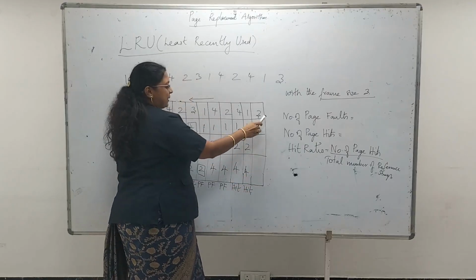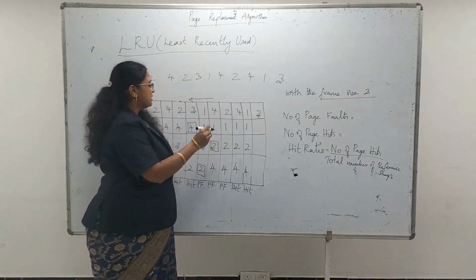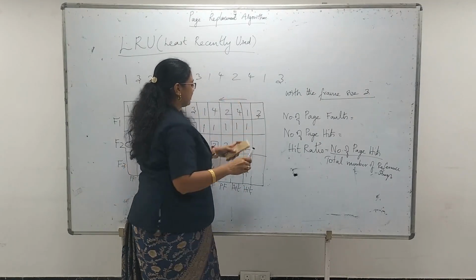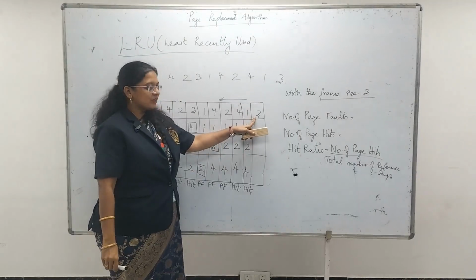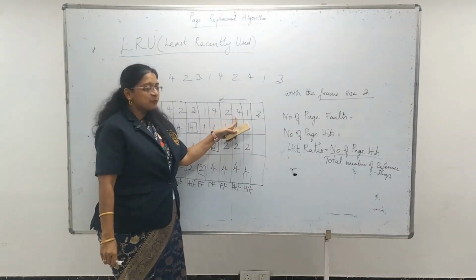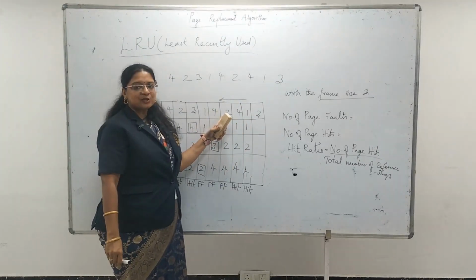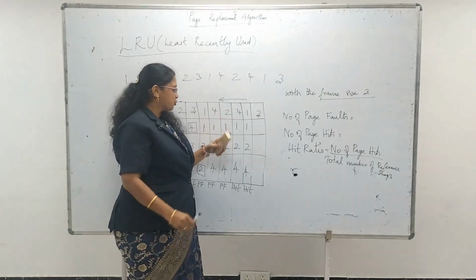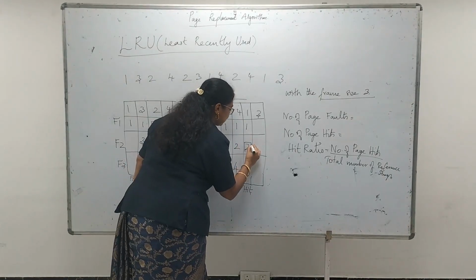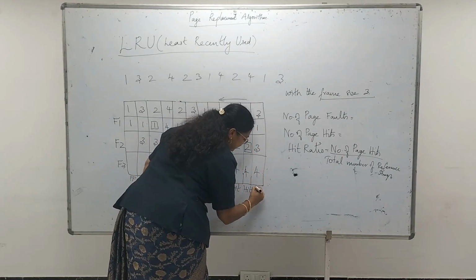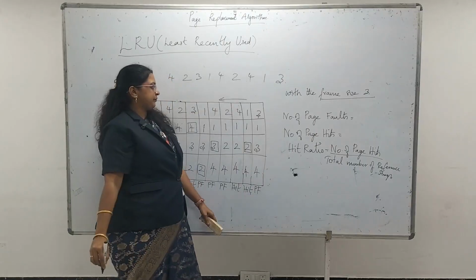Now we are going to replace 3. Same thing, you are going to use the left-hand side arrow to check whether 1 is most recently used with the 3, and then 4 is second most recently used, and then you are going to replace 2. That is your least recently used. That is going to replace 2 with 3. So 1, 3 and then 4. That is also your page fault.